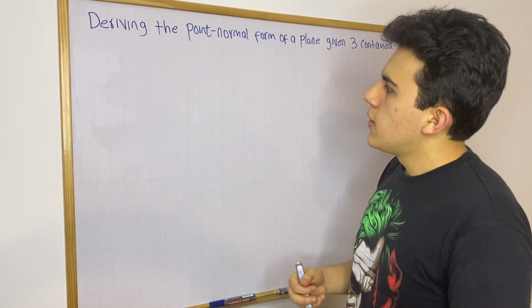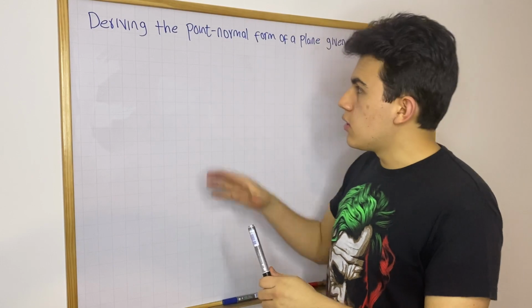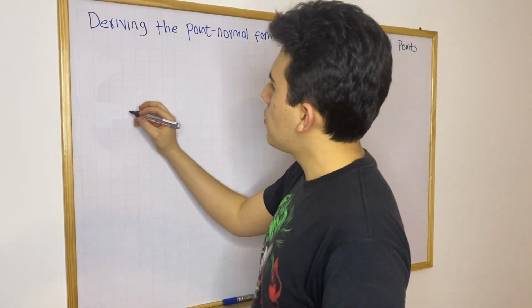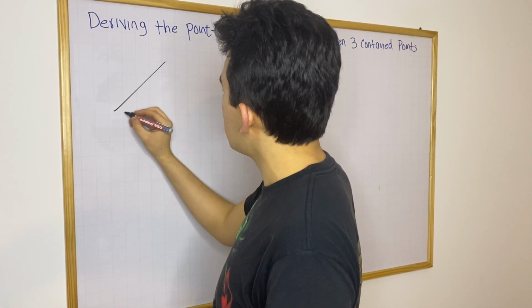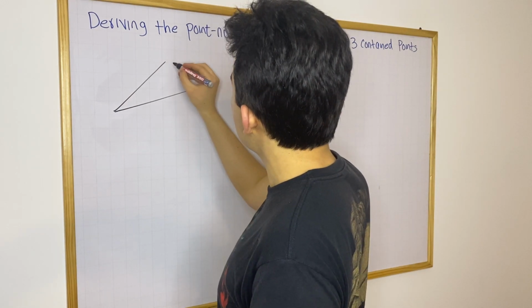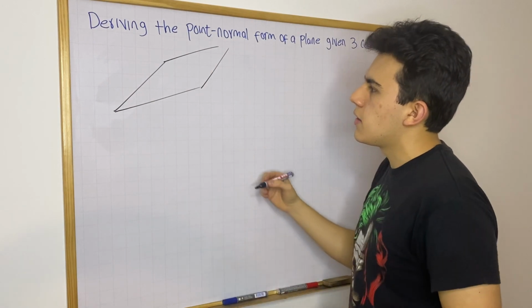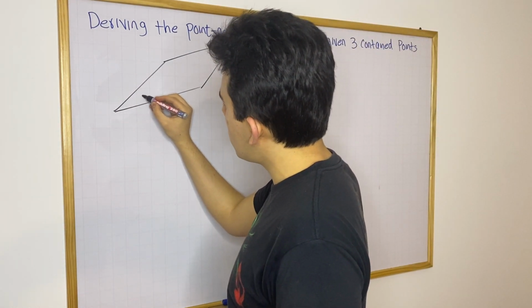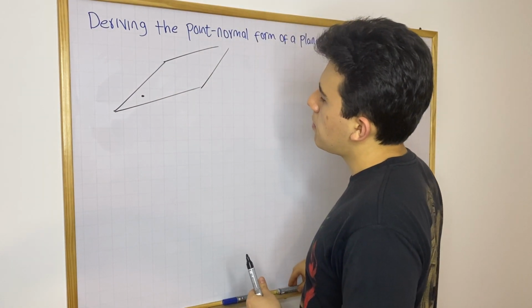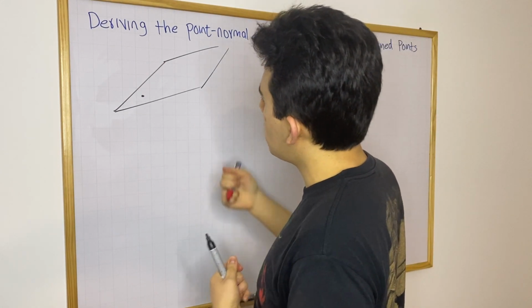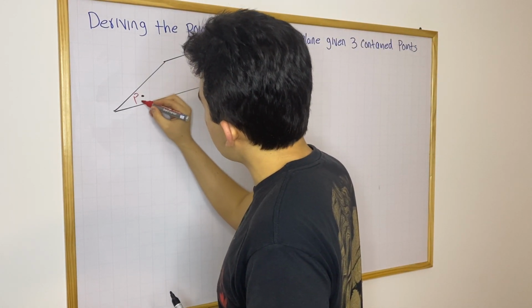So let's start. First I'm going to have a picture of this situation. Say we have a plane that looks something like this. Yeah, this is going to be a plane. Say we have a point over here, and I'm going to label that point P1.